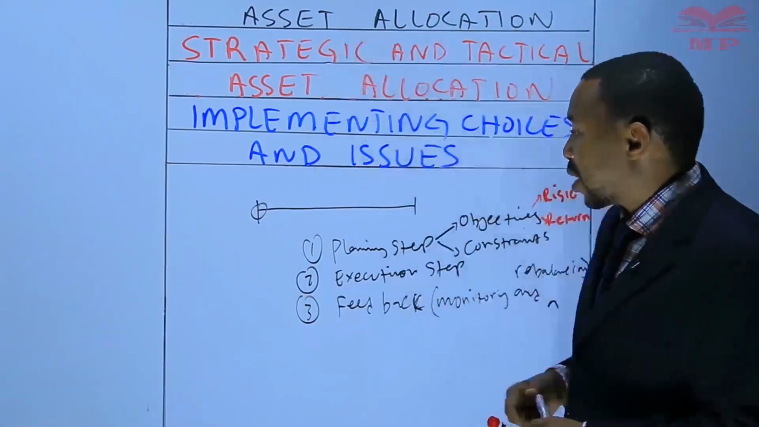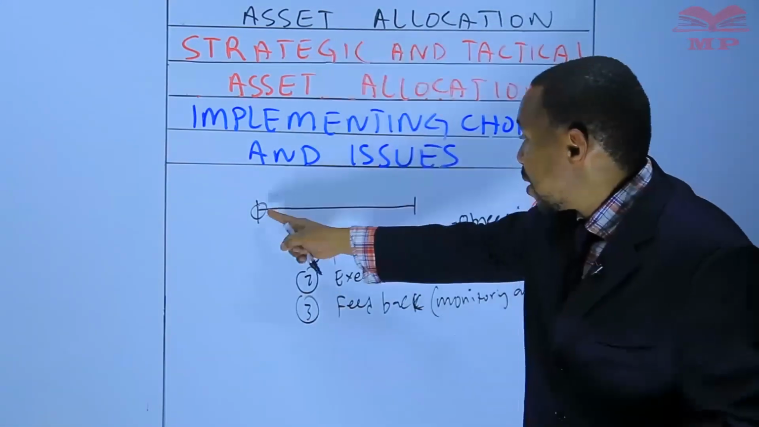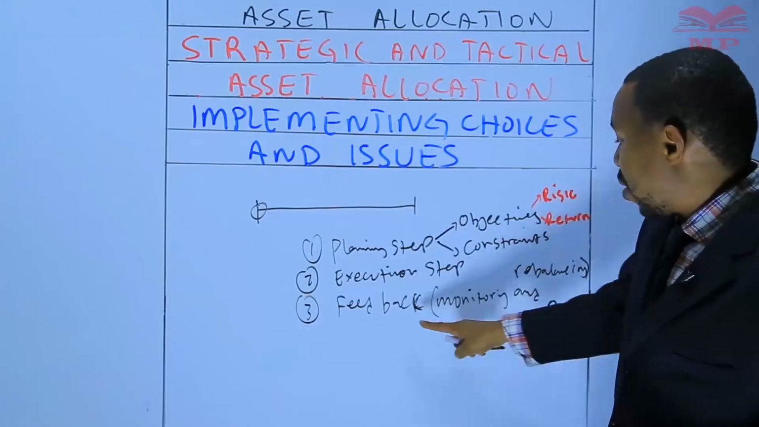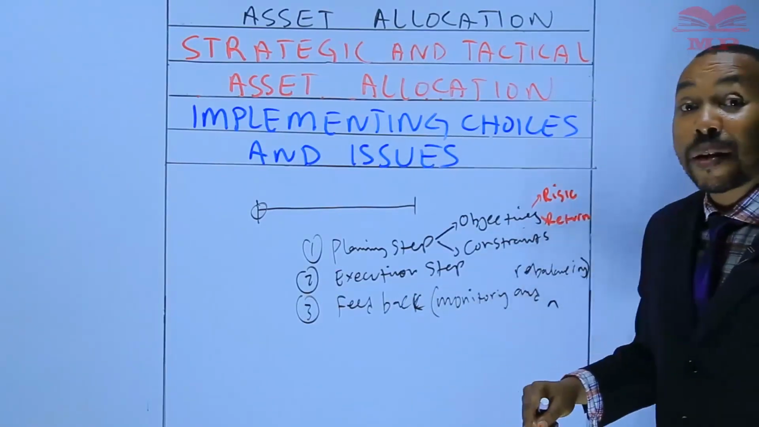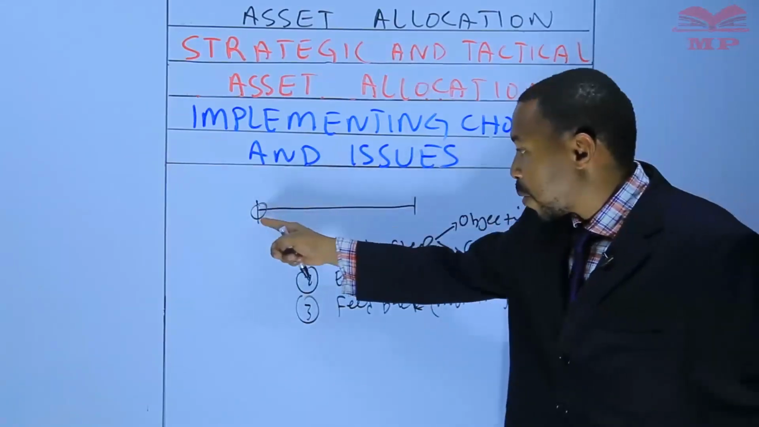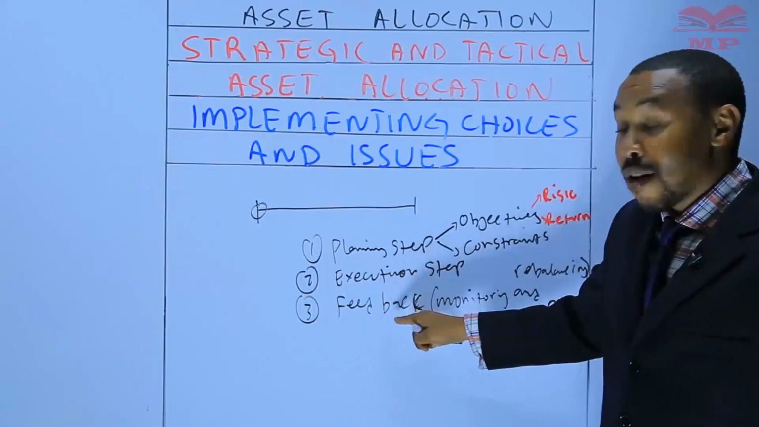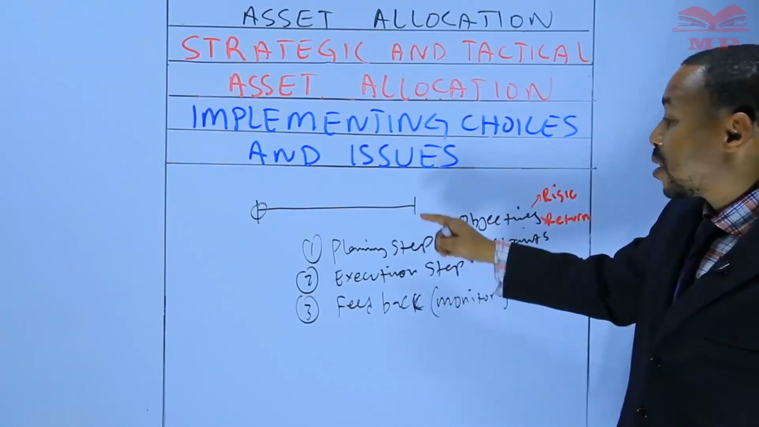So what I'm trying to explain now is this portfolio management process, in the context of strategic asset allocation, has a long-term view. So for strategic asset allocation, it has a long-term view. The feedback or the monitoring and rebalancing takes place after a very long period of time. Once you formulate the portfolio right over here, you go to the planning, execution, and the feedback, or the monitoring and rebalancing takes place after some time.